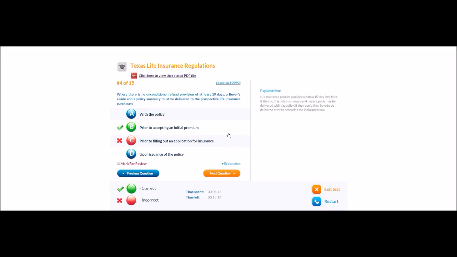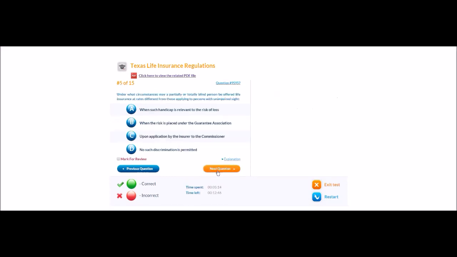Explanation. Life insurance policies usually contain a 10-day free look. If they do, the policy summary and buyer's guide may be delivered with the policy. If they don't, they have to be delivered prior to accepting the initial premium. So the correct answer is B, prior to accepting an initial premium. Next, number 5.